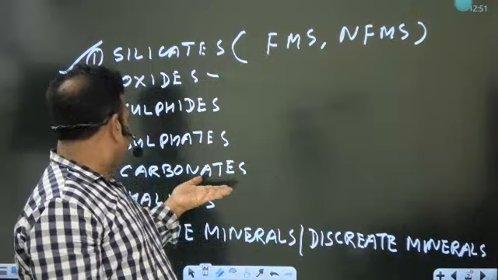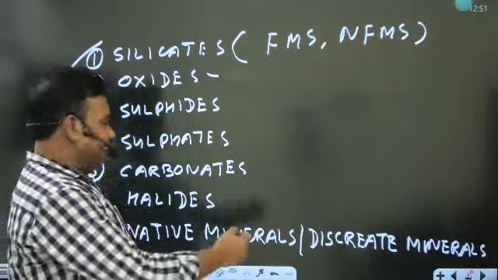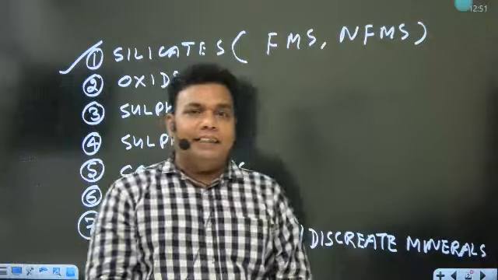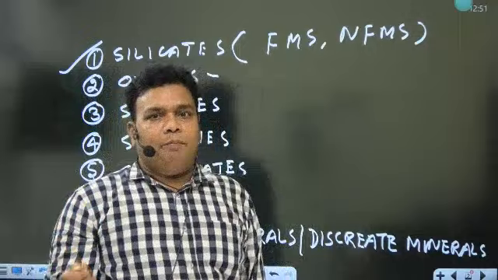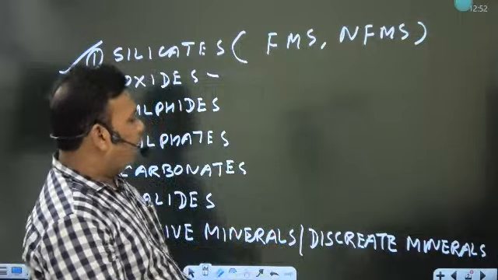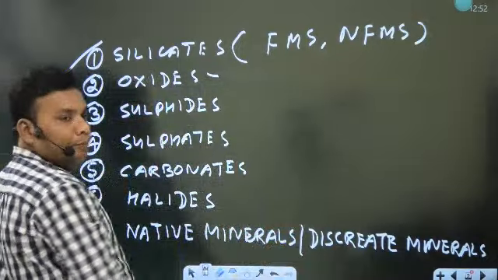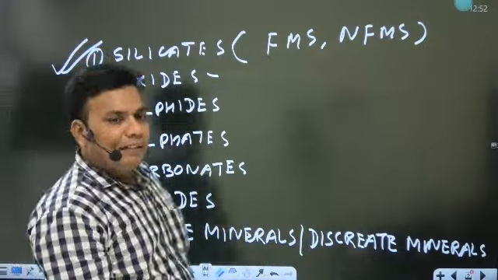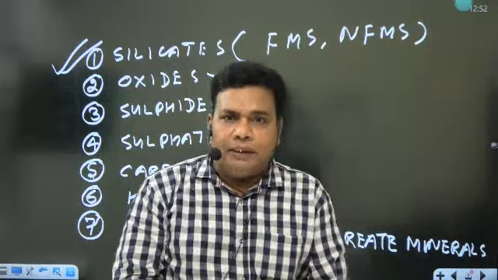Like sodium carbonate and calcium carbonate. Then halide minerals like halite and fluorite, and native minerals, those minerals which occur in natural form without combination with any other mineral, like gold and silver. So out of all these seven major categories, silicate minerals are the most important, right? Most of the earth's crust is formed of silicate minerals.